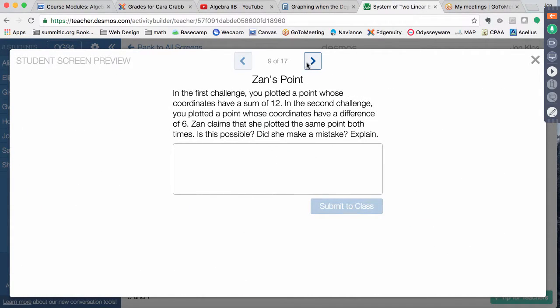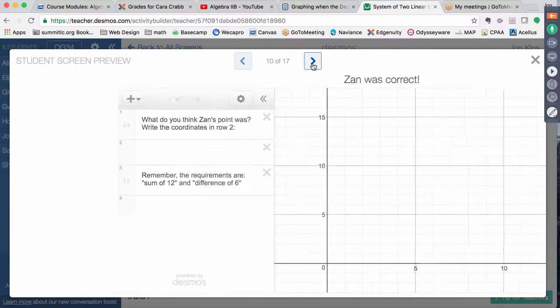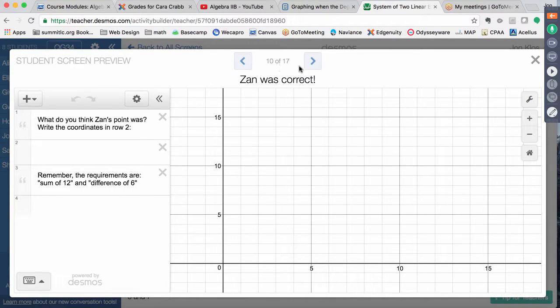So now we've got two linear equations. In the first challenge, we plotted a point whose coordinates added up to 12. In the second one, we plotted a point whose coordinates had a difference, or subtracted, to 6. Zan claims she's plotted the same point both times. Is it possible to have the same point add up to 12, but the same two numbers also subtract to 6? I don't know. That's what you're going to explore with the rest of these 7 slides.